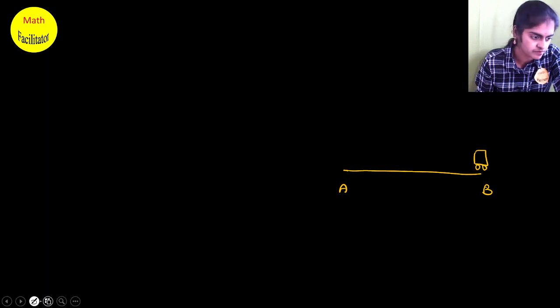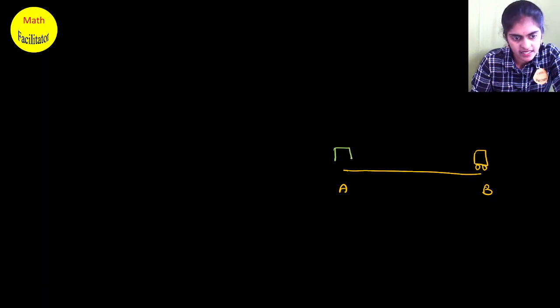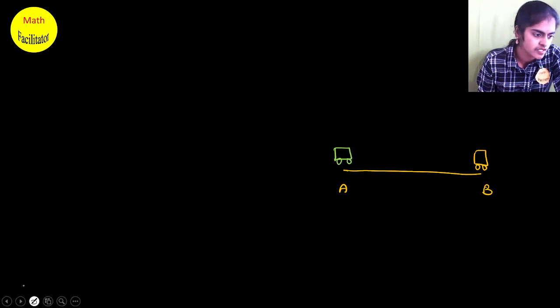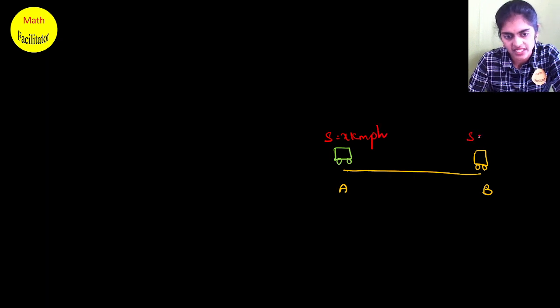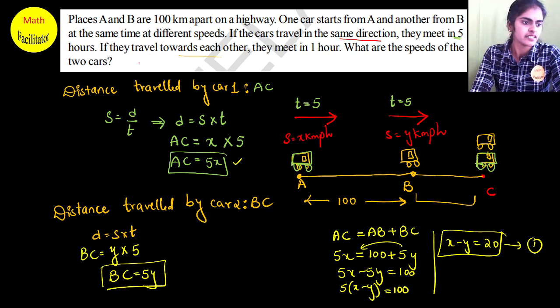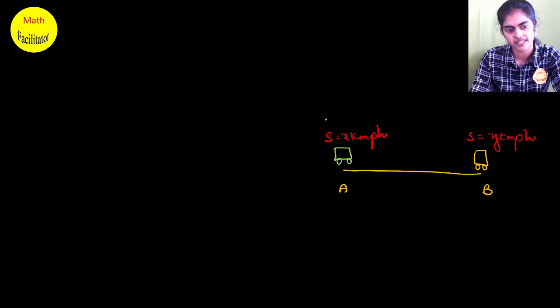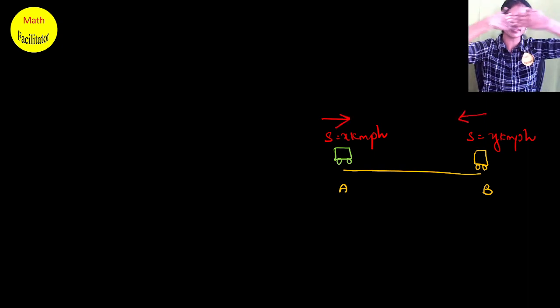Now in the second case, what is happening? These are the 2 points A, B. This is car B, and this is car A. The speed of car A is the same, x kilometers per hour, and the speed of car B is y kilometers per hour. In the first condition, same direction, you got one equation. Second condition, if they travel towards each other, that means this car is traveling in this direction and this car in this direction.